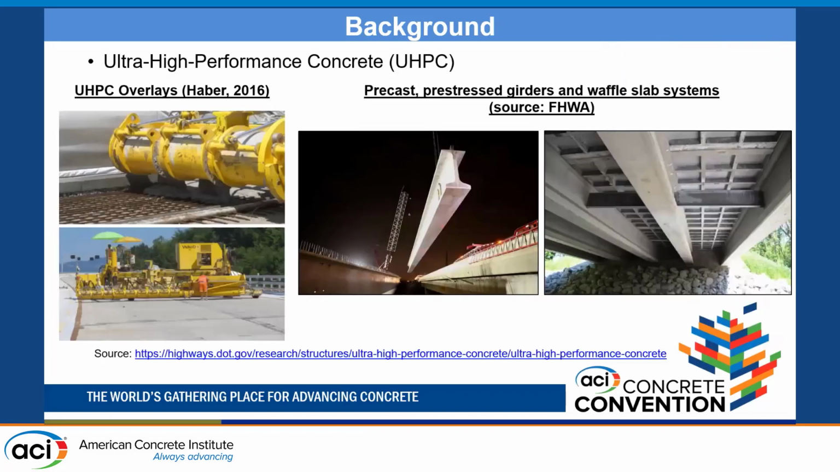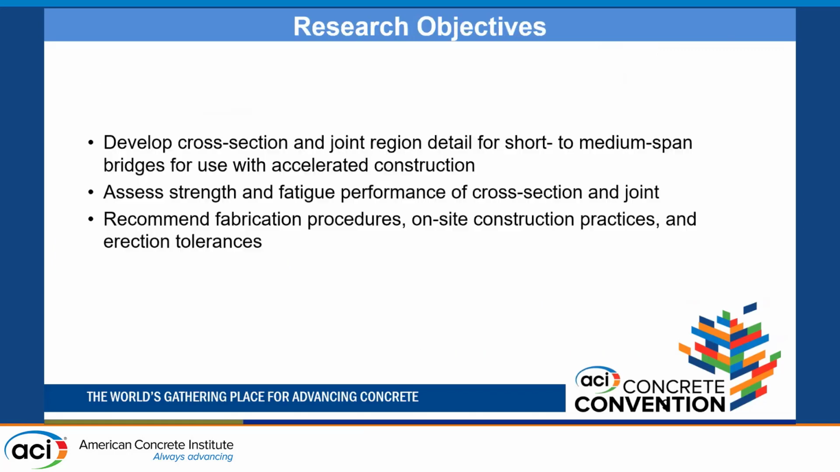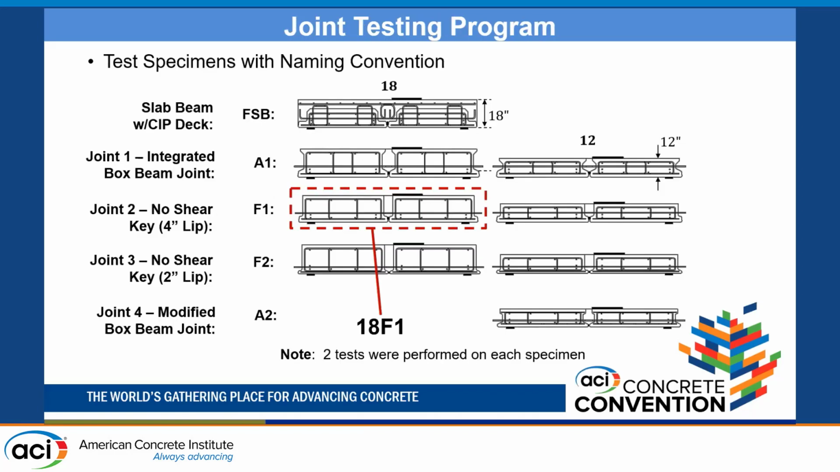It has been included in different applications, such as overlays, as was previously talked about, and also even developing sections itself, such as precast prestressed girders and waffle slab systems, for example. The research objectives were to develop a cross-section and joint region detail for short to medium span bridges for use with accelerated construction, and assess the strength and cyclic performance of the cross-section and joint, and recommend fabrication procedures, on-site construction practices, and erection tolerances.